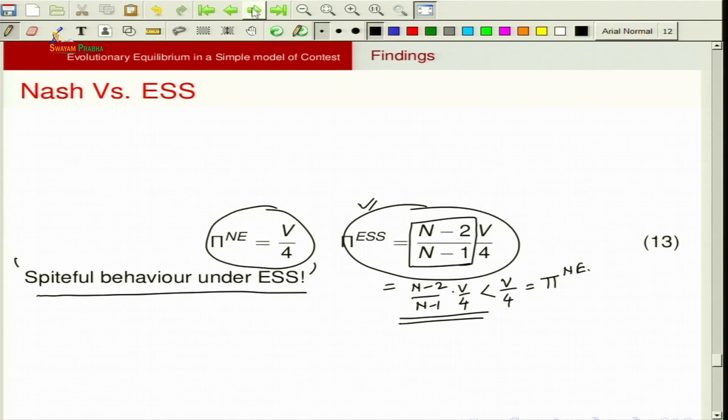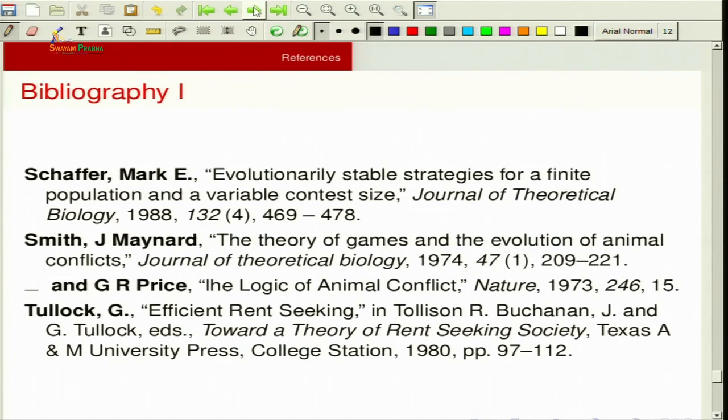So this we have done. These were the few references in this presentation, and this is where I will stop. Basically, we learned how to apply the definition of finite population ESS. We applied the same definition to some settings, and I gave you many examples of this kind of situation. We then saw the evolutionary equilibrium behavior and compared it with the Nash equilibrium. So, we will stop here and we will meet in the next class.